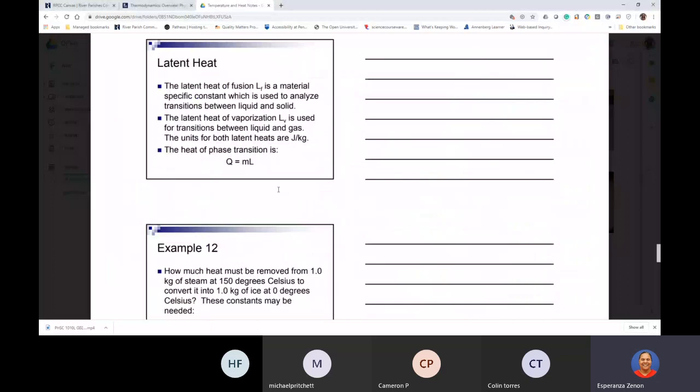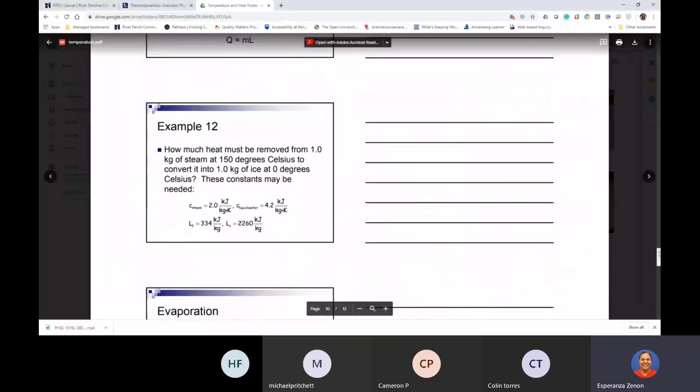You have to read the question carefully and determine, should L in this formula be LF or should L in this formula be LV? So what I've done for you is I'm going to work example number 12.